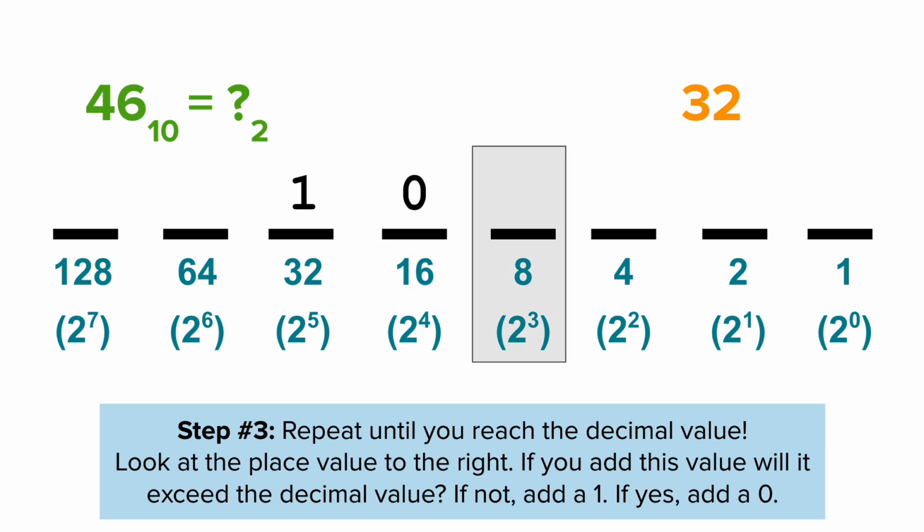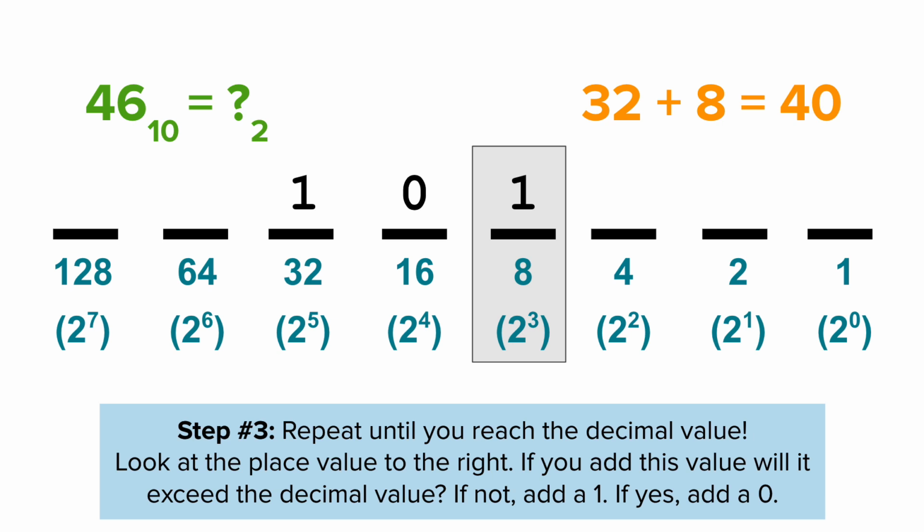Step number 3. Repeat the process until we reach the decimal value. We're at the 8th place now. If we add 8 to 32, we get 40. This does not exceed 46, so we place a 1 in the 8th place. Our binary number now has a value of 40.